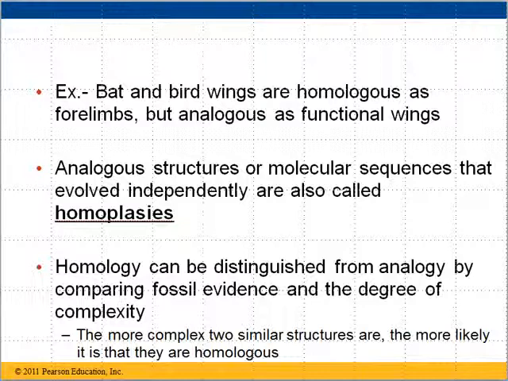Homology can be distinguished from analogy by comparing fossil evidence and the degree of complexity. The more complex two similar structures are, the more likely it is that they are homologous. So if you look at the smallest of details and they still seem to be alike, then you can probably be more confident that they are homologous structures.